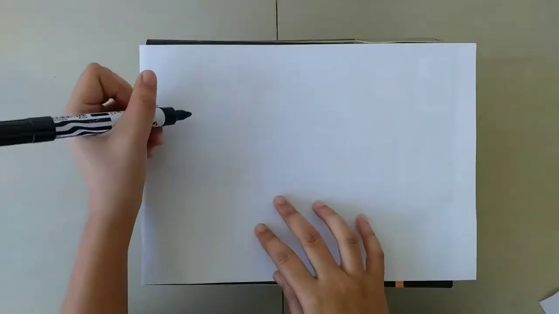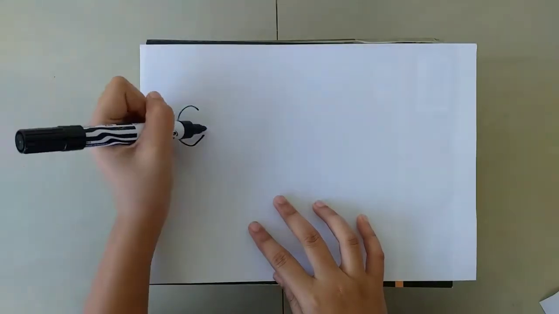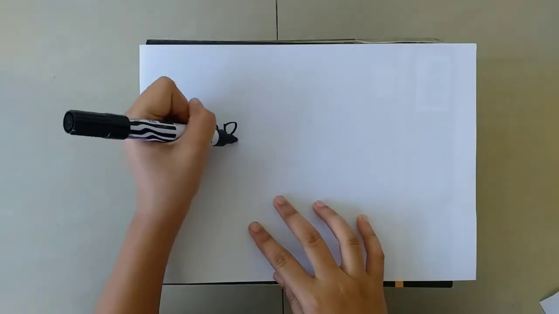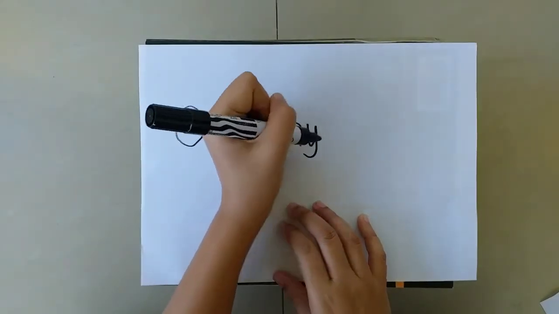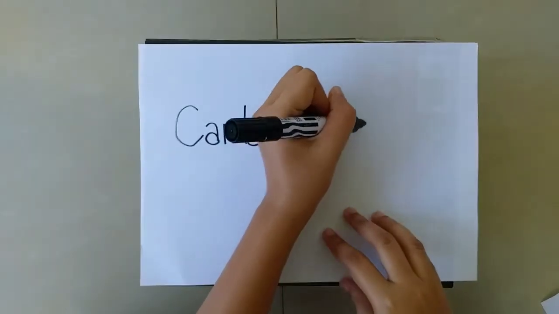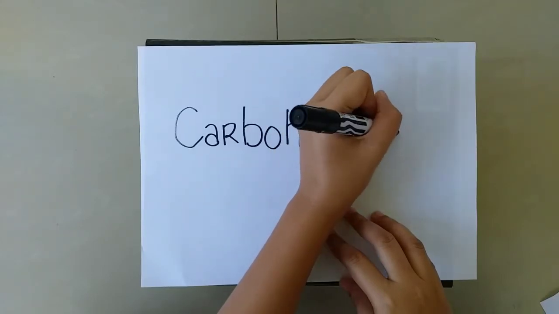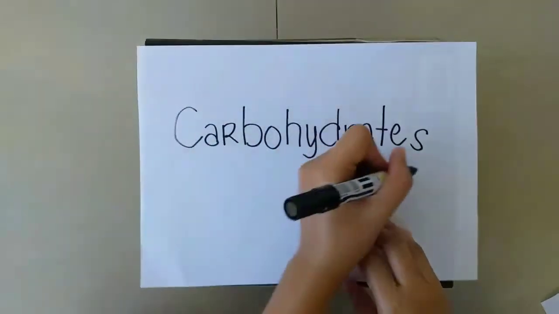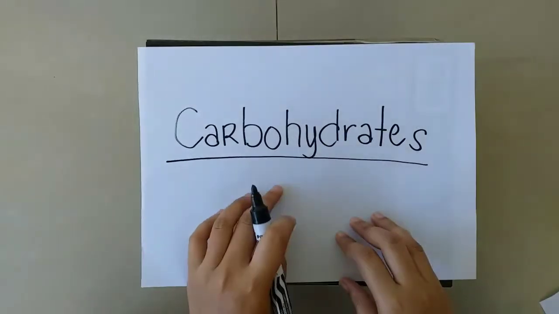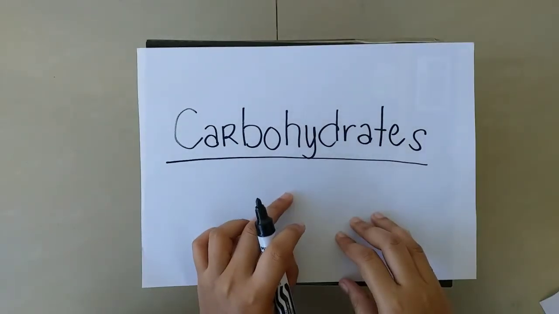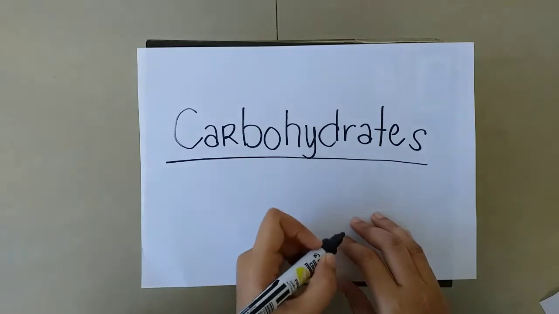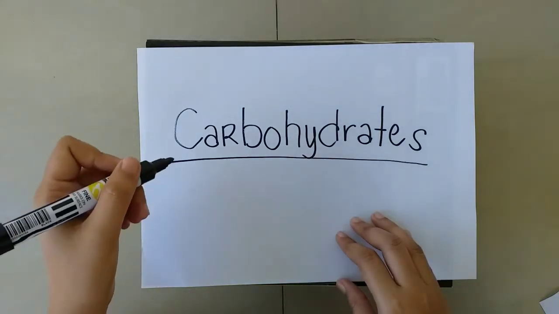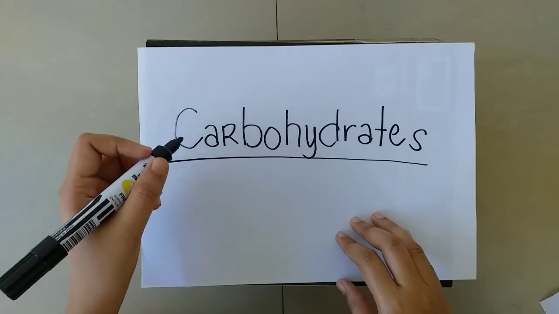The first topic that I will discuss is all about carbohydrates. Now we will talk about carbohydrates, their classification, examples, and the molecular structure of carbohydrates. One of the main types of nutrients is carbohydrates, the most important source of energy for our body.